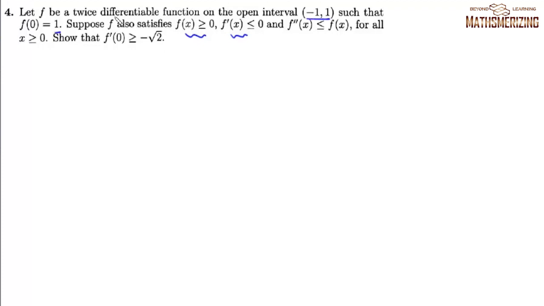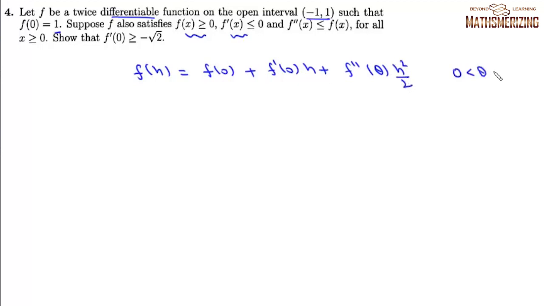Now it is given that this function f is a twice differentiable function, so we can use Taylor's polynomial theorem. We can write f(h) will be equal to f(0) plus f'(0)h plus f''(theta)h square upon 2, where theta lies between 0 and h. Now since f''(x) is less than or equal to f(x), we can write f''(theta) will be less than or equal to f(theta).